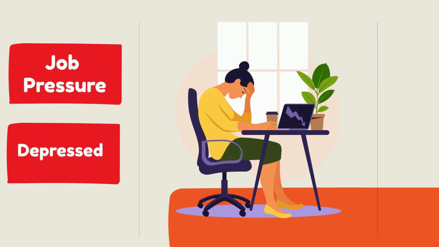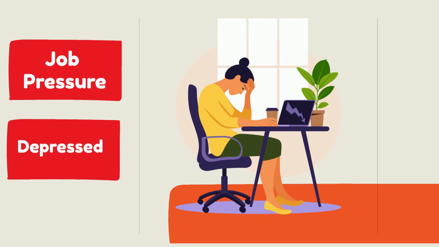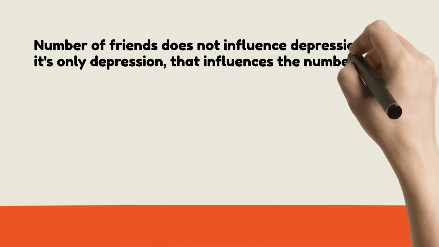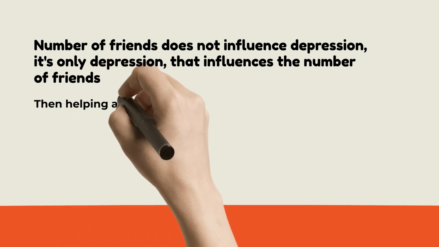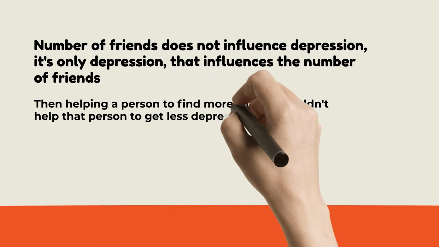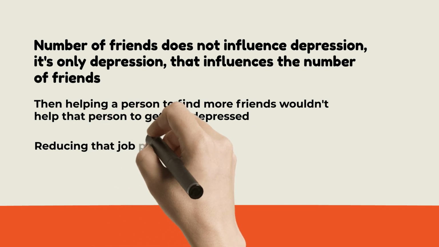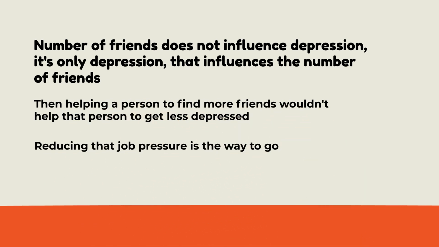So why does this matter? Imagine, for example, that you want to give advice based on your research on what to do when a person is depressed. Well, if the correct explanation is that the number of friends influences depression, then you may advise to help a person who is depressed to find more friends. However, if the number of friends does not influence depression, it's only depression that influences the number of friends, then helping a person to find more friends wouldn't help that person to get less depressed. Likewise, if the statistical relationship is caused by job pressure, what we need to change is not the number of friends, but the job pressure. If job pressure is causing people to have a low number of friends and high depression, then reducing that job pressure is the way to go. And so the difference between these explanations matters. And so we need to make sure that we disentangle them in our research.